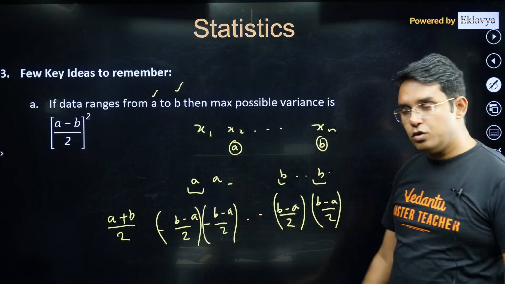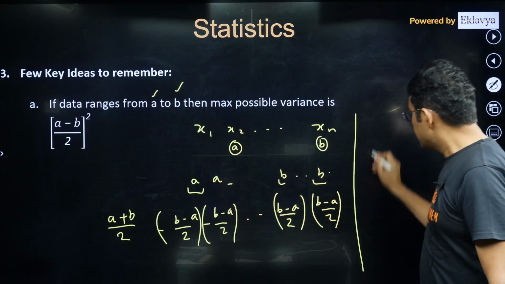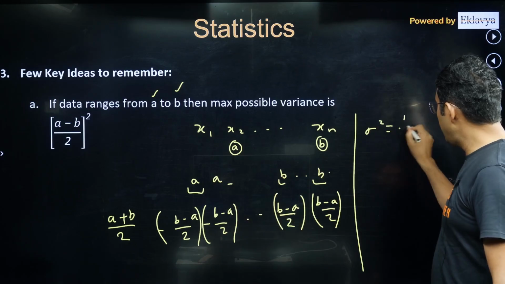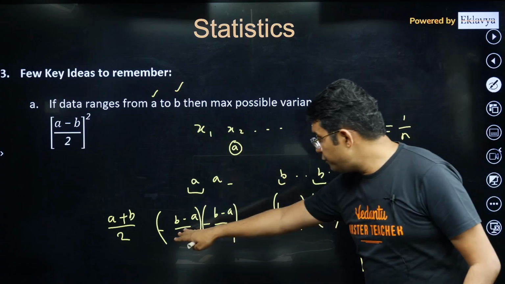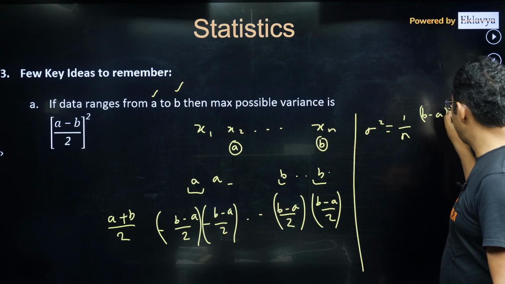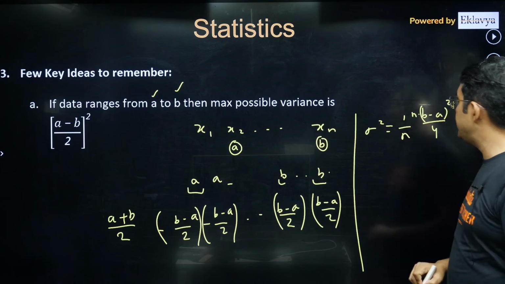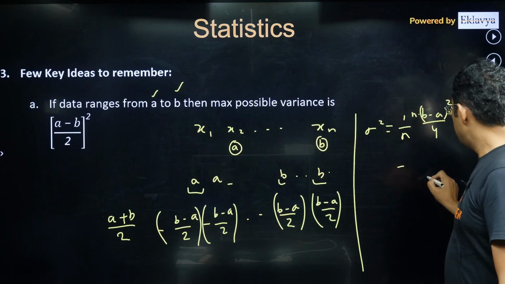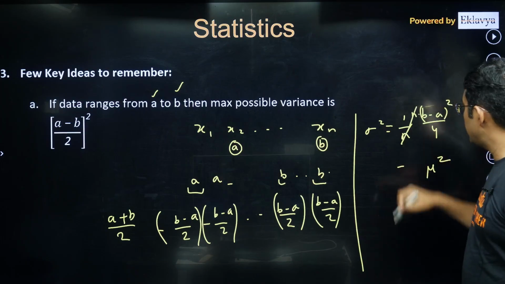So in this case also, variance will remain the same for this data or this data. Here you can see the variance, as I told you, is the average of squares. So if you take the square of all these numbers, every data is the same, (b minus a) whole square upon 4, and it will be added n times, and minus the mean square. Mean I am writing as mu. So this n will cancel with this.